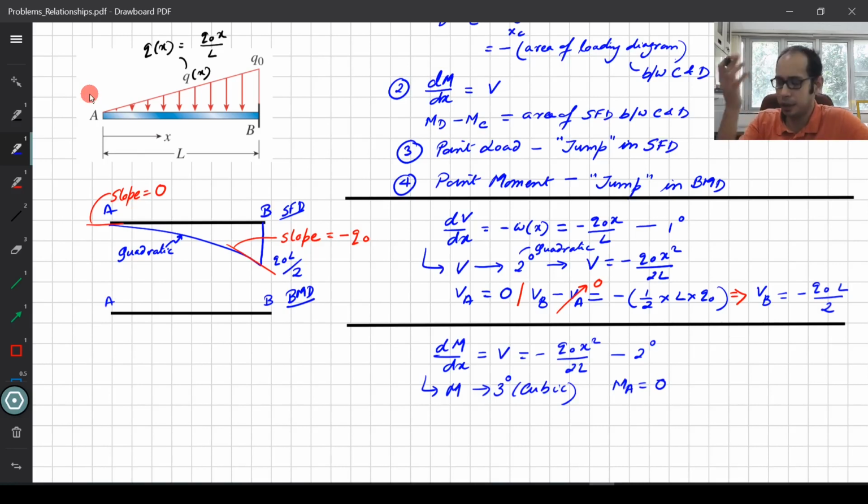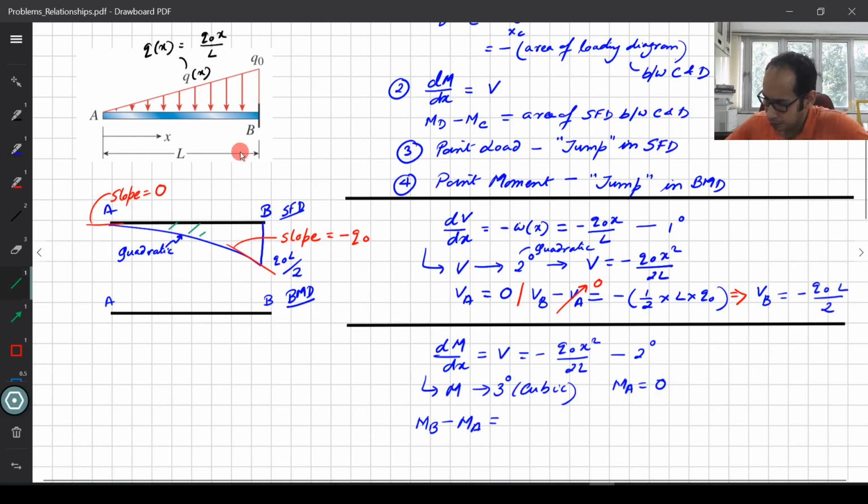I'm going to have to find the moment at B. How do I find that? I have this relationship that the difference between the moments is the area of the shear force diagram between those two points. So MB minus MA is the area of the shear force diagram between this point and this one. There are two ways to do it. It's a quadratic line, so you can take this area, let me mark it with green color, and calculate it as one third of the circumscribing rectangle, because it's a parabola with a 0 slope over here. Or you can simply integrate and find out.